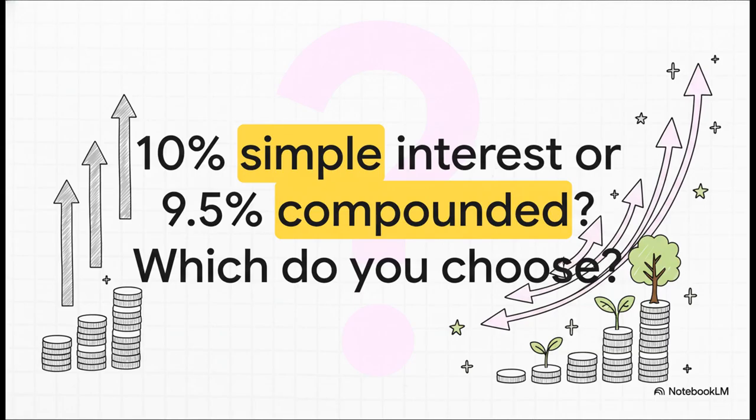Picture this. You're a manager, and your department has a $10,000 surplus for the quarter. Great job. Now you need to invest it for the next 3 years. You have two options on the table. Option A is a very straightforward 10% simple interest rate. Option B comes in a little lower, at 9.5%, but the bank tells you it's compounded. Now, at first glance, 10% looks better than 9.5%, right? The bigger number is always better. Or is it? This is exactly the kind of decision that separates a good manager from a great one.